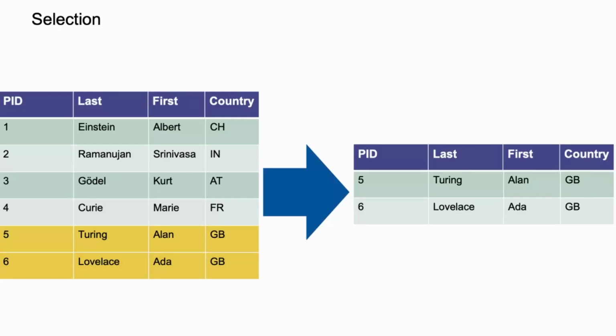Anyway, parentheses closed. Selection means that you take some of the records, but not all of them. For example, you might want to say, give me all of the persons that live in Great Britain, in the UK. And that would select Alan Turing and Ada Lovelace, for example. That is a selection.